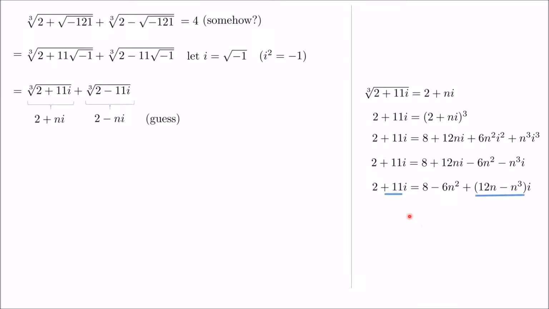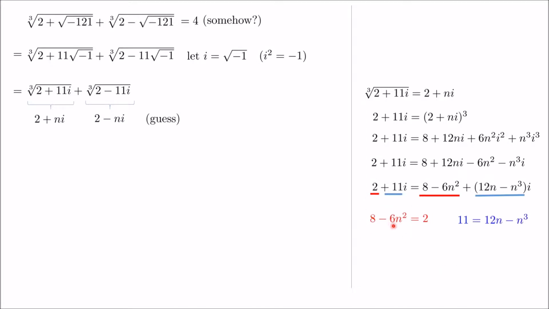Okay, now you can see that the coefficient of i on the left is 11, and this guy is playing the role of the coefficient for i here, and if these two expressions were to be equal to each other, these two coefficients have to be equal. And if these two bits were to be equal, then the remaining red parts themselves have to be equal as well. So you can see that we set up a pair of simultaneous equations here.